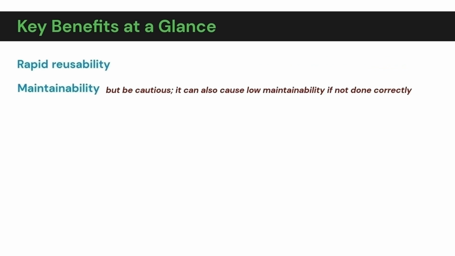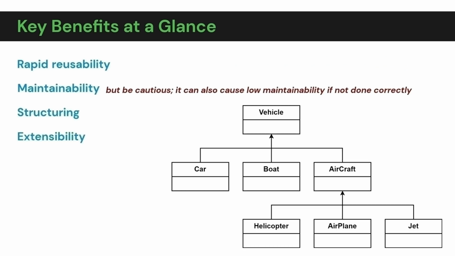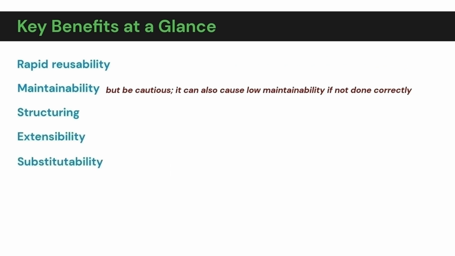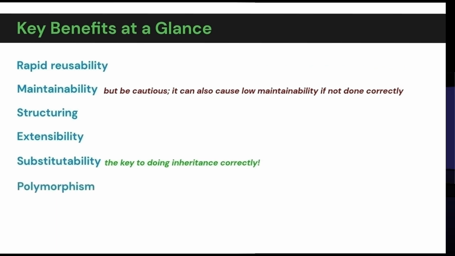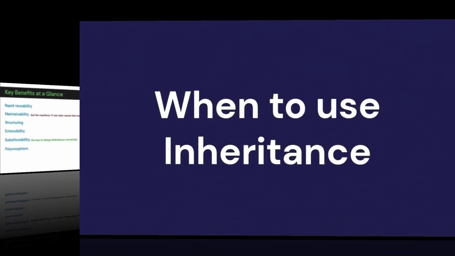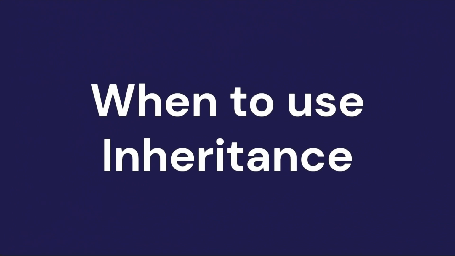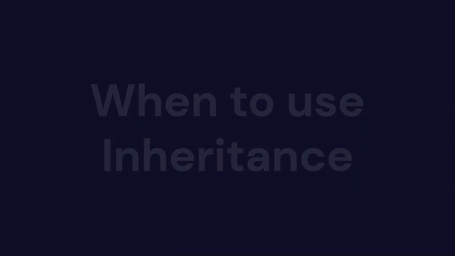Maintainability. But be cautious, it can also cause low maintainability if not done correctly. Structuring. Extensibility. Substitutability, which is the key to doing inheritance correctly. Last but not the least, inheritance enables polymorphism. Just as it's important to know how to use inheritance, it's equally important to understand when to use inheritance and when not to use inheritance.